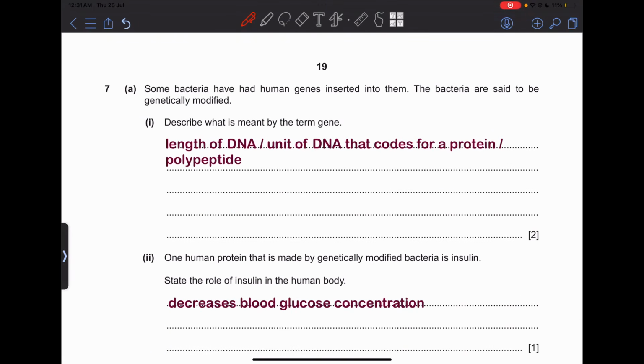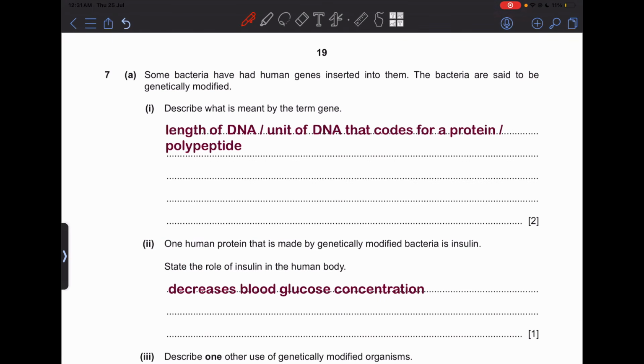7a, some bacteria have had human genes inserted into them. The bacteria are said to be genetically modified. Describe what is meant by the term gene. So a gene is the length of DNA, or unit of DNA, that codes for a protein or a polypeptide.